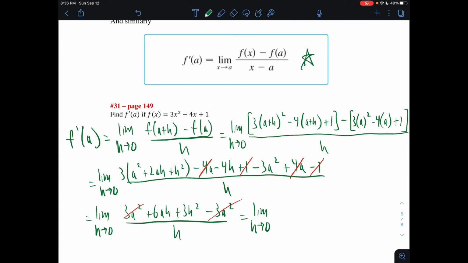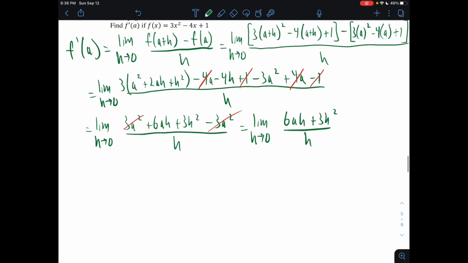If you remember what we did in the previous example, you know what comes next. I'm going to factor out an h from the numerator. And so I'll just do that. That gives me an h times what's left, 6a plus 3h. And then all of this is divided by h.